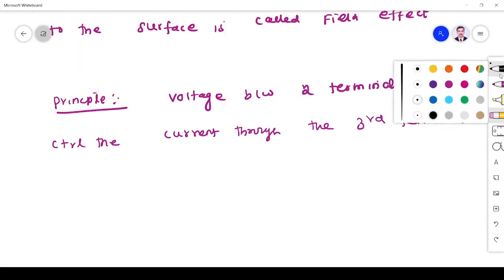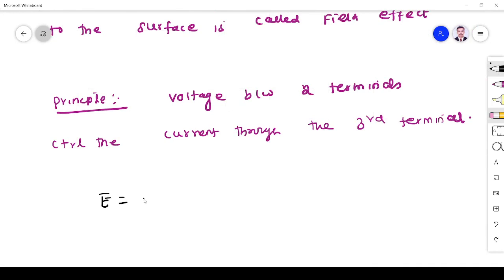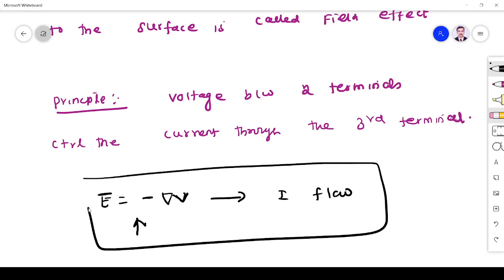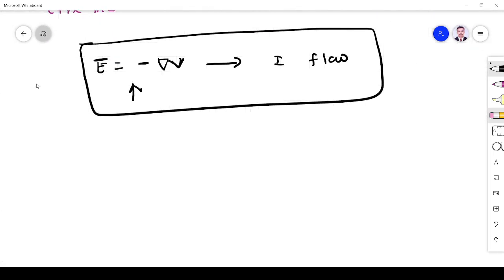So you can ask how the field comes in here. We know E is equal to minus del V. So when V changes, the electric field will vary. This electric field controls the current flow. So this change in V will control the current flow. This is the principle we are using in the MOSFET. We will analyze everything in the MOSFET structure and characteristics.